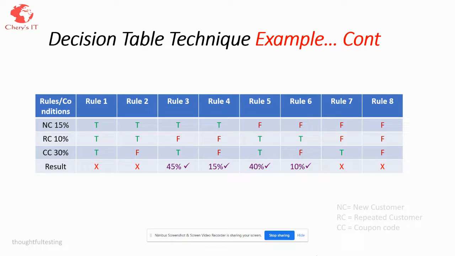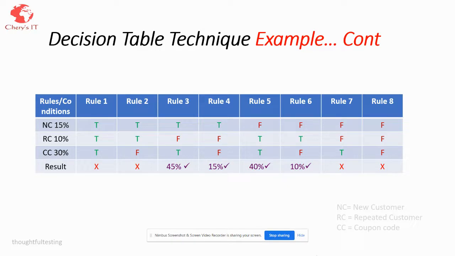Here we have 8 rules, but I'll give you an example with fewer rules also. The thumb rule is that for the first condition, the first 4 columns will be true and the last 4 columns will be false. For the second condition, the first two columns will be true, the next two false, the next two true, and the next two false. The third condition will alternate true and false. This is how we fill the table.